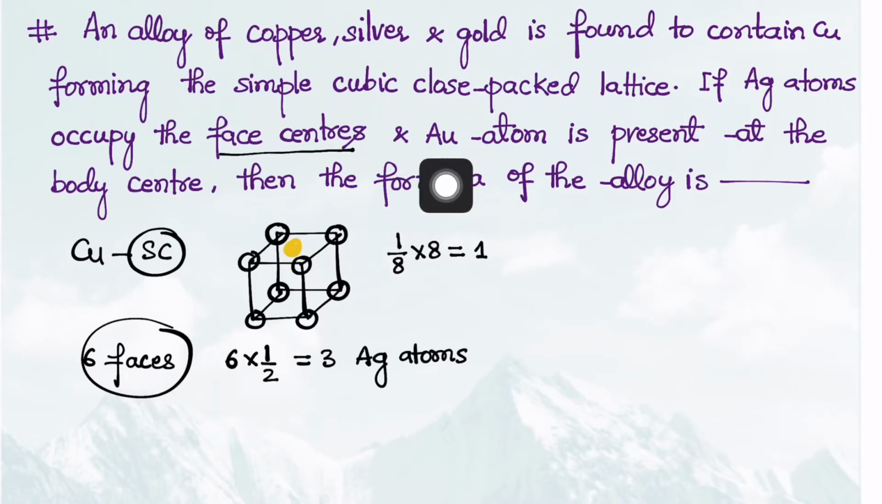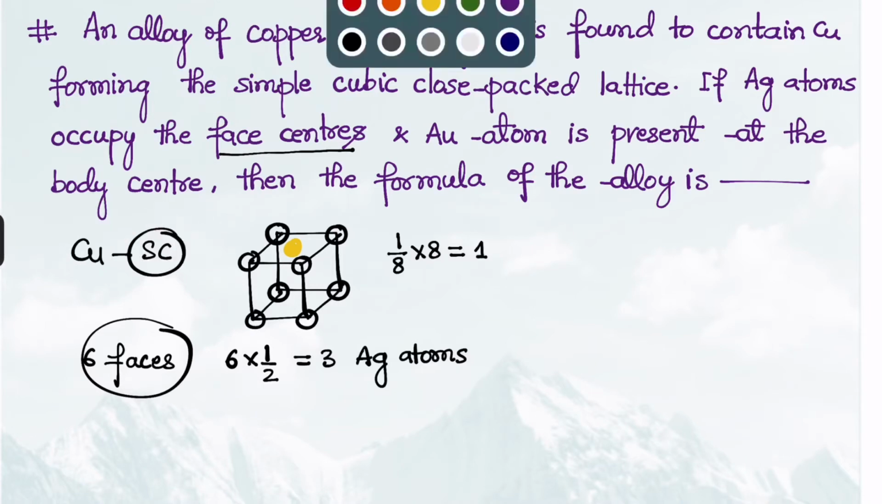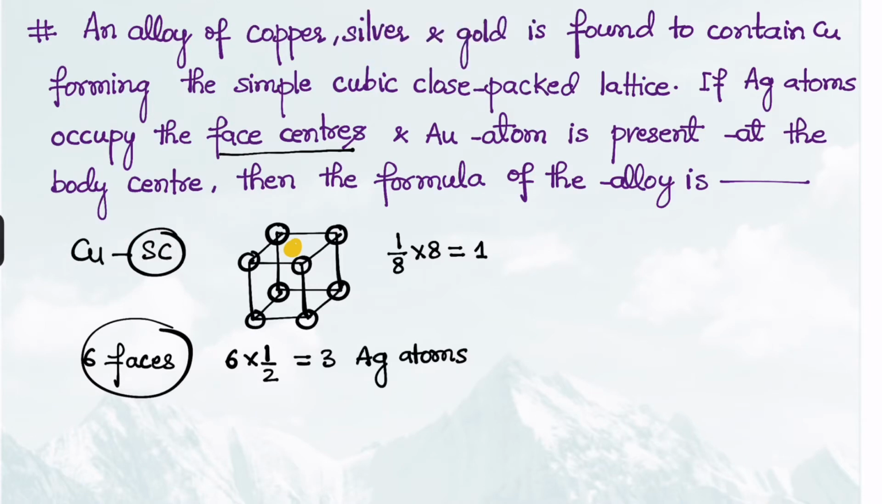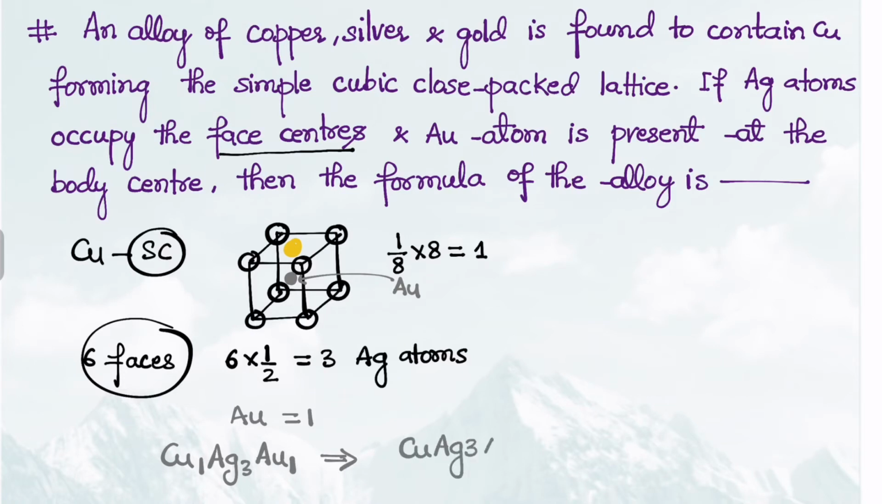Now we'll come to the gold. Gold atom is present at the body center. So we can see this is the position of the body center where gold is present, and that is completely inside the unit cell. So effective number of gold atom is 1. So effective number of copper is 1, silver is 3, and gold is 1. So the formula of this alloy will be CuAg3Au. Let's see the next question.